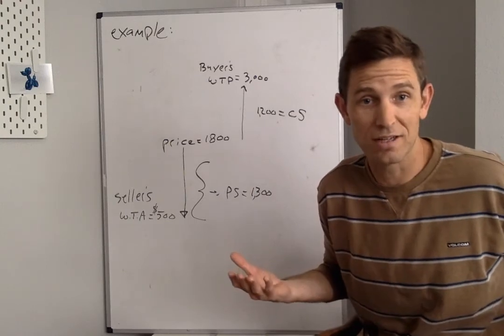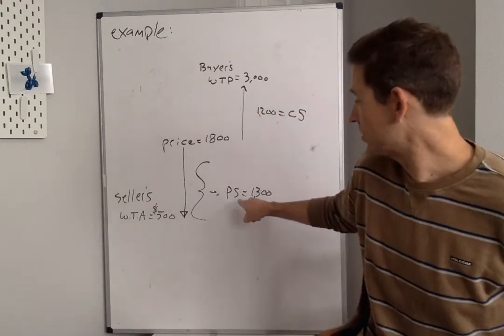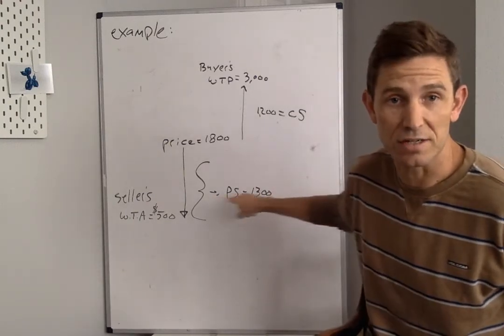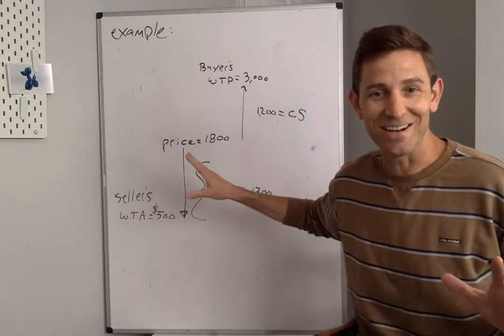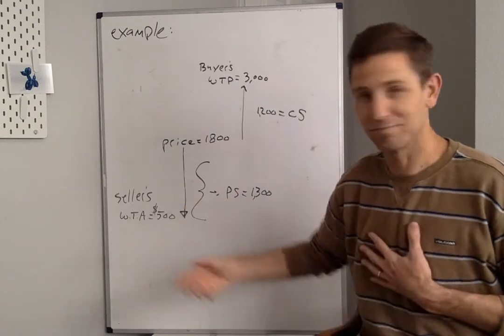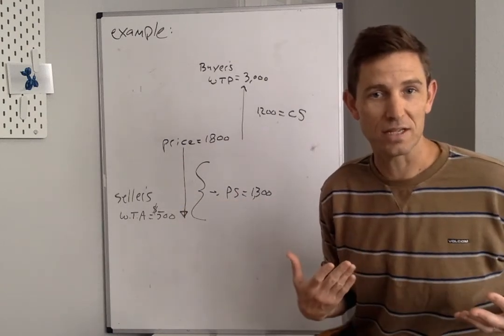So I got some producer surplus there. I was really stoked about this. I felt great. I got producer surplus of $1,300. And so these numbers here I can say are definitely accurate because I was, of course, the seller in this transaction.